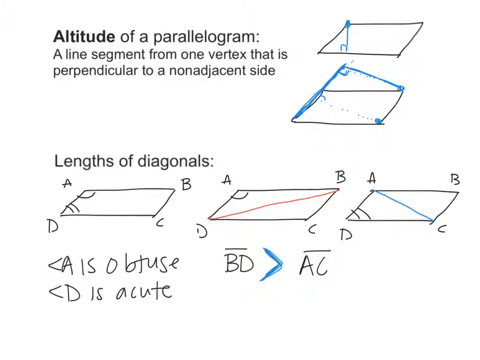Remember, if you have unequal angles in a parallelogram, the longer diagonal is opposite the largest angle, the obtuse angle. And that's because of what we know about triangles, right? We know that the largest side in a triangle is across from the largest angle.